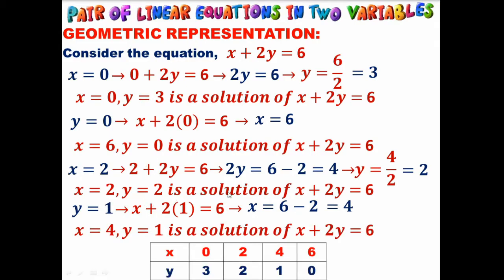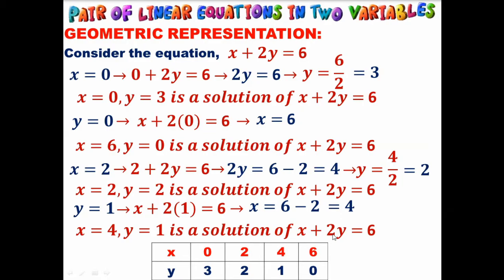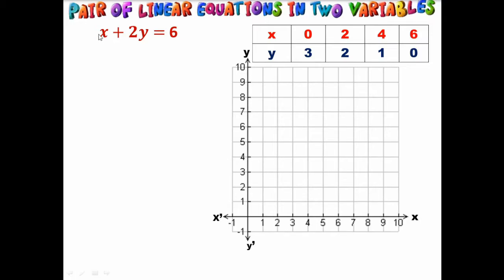So let me tabulate the values as when x equals 0, y equals 3. When y equals 0, x equals 6. So now we have to tabulate the values of x and y. With using these values, we'll try to draw the graph of the linear equation x plus 2y equals 6 in two variables, right? Okay, now the equation is x plus 2y equals 6 and the values of x and y are tabulated as this.